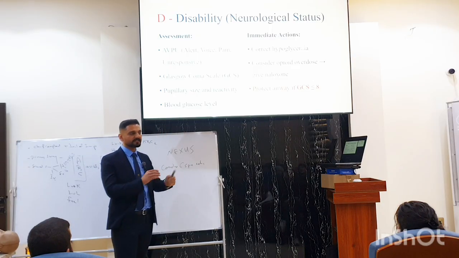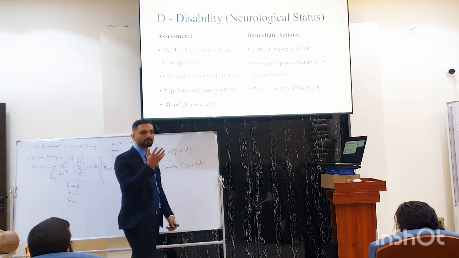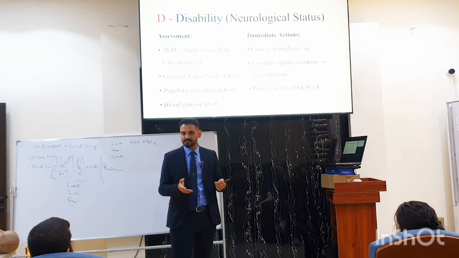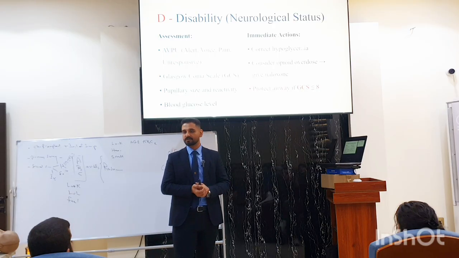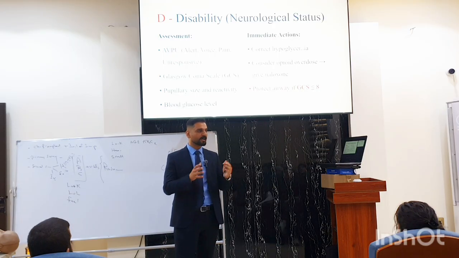Also, at this point, we need to check blood glucose and temperature. It is within the D, despite not being neurological, because one of the causes of losing consciousness is hypoglycemia, hypothermia or hyperthermia. So at this point in the D, the patient is unconscious. We need to know what the cause of unconsciousness is.